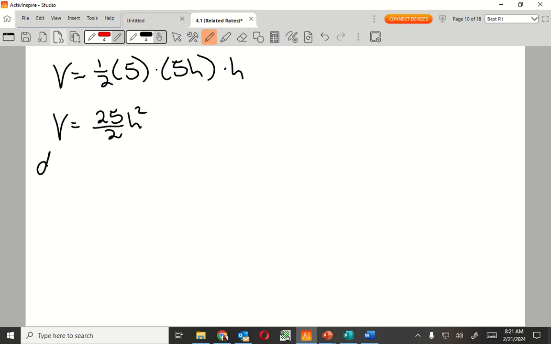Take the derivative, so my dV/dt is equal to 25H dH/dt. Now can you see why I wanted to get rid of the L? I only have what I need here. I was looking for the rate of change for the height, but I was given the rate of change for the volume. Did you do the derivative? Yes, I did. That's why it says dV/dt. I took the derivative on each.